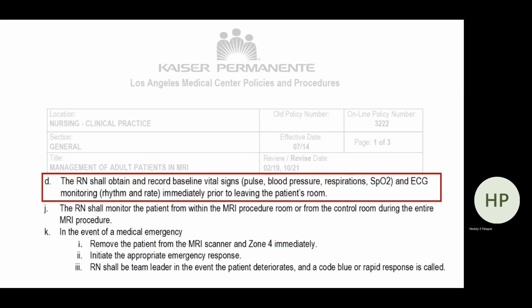The next policy I wanted to briefly discuss is Medical Center-wide Policy number 3222, Management of Adult Patients in MRI. Areas for improvement in nursing practice: capturing and documenting a set of baseline vitals prior to patient leaving the room for MRI procedure. In addition to getting baseline vitals, it is the RN's responsibility to continuously observe the patient's condition and vital signs for the purpose of identifying changes in physiological parameters and preventing undesired events.